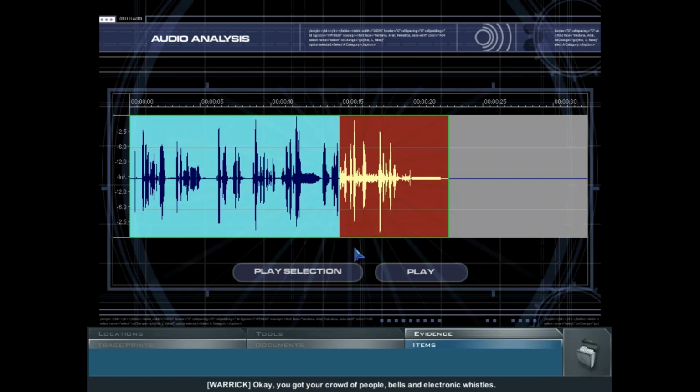Okay, you got your crowd of people, bells and electronic whistles. That'd be a casino. Recognize the melody right away.